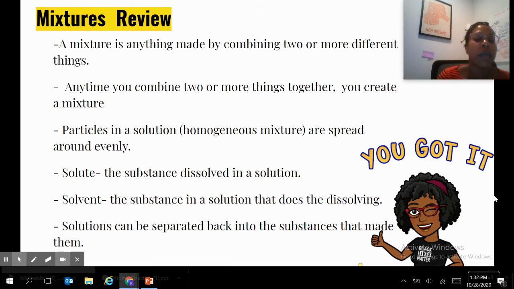A solute is the substance dissolved in a solution. For instance, sugar can be a solute. Solvent is the substance in a solution that does the dissolving. For example, water is always going to be a solvent. The sugar is going to dissolve into the water. Solutions can be separated back into the substances that made them because mixtures are separated by physical means. Once again, mixtures are separated by physical means. That is the difference between a mixture and a pure substance. A pure substance can only be separated by chemical means. Mixtures, physical means. And that's it.